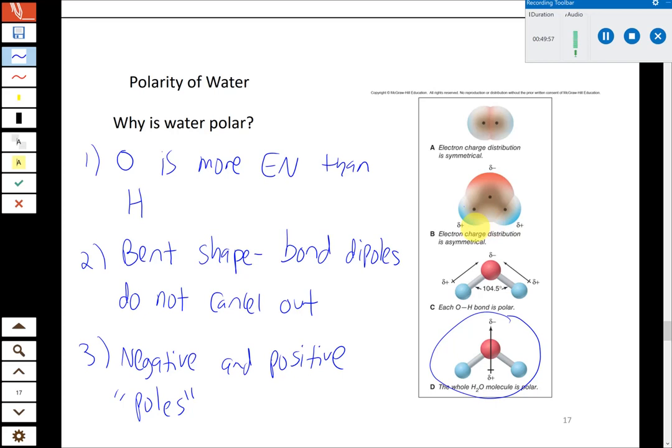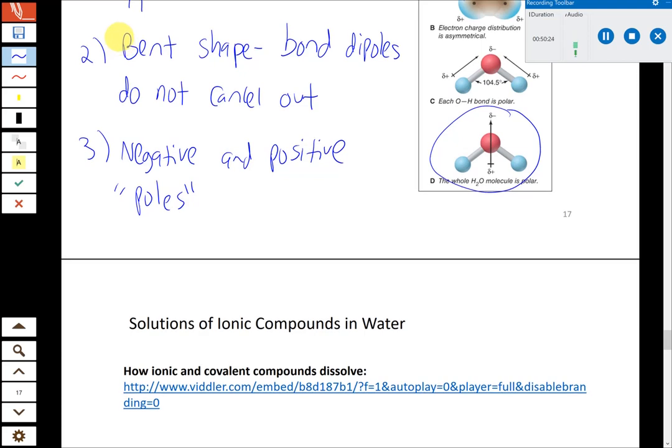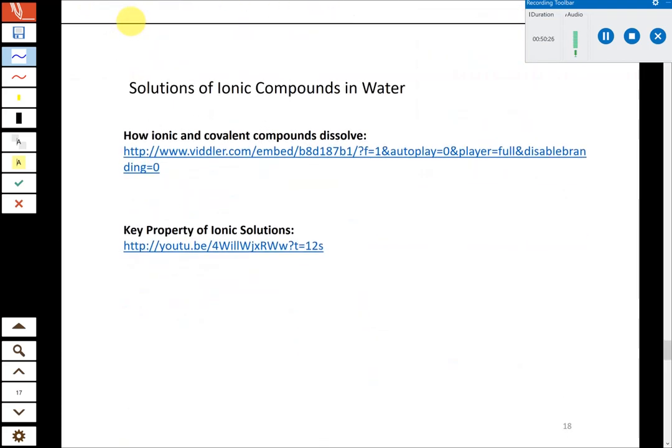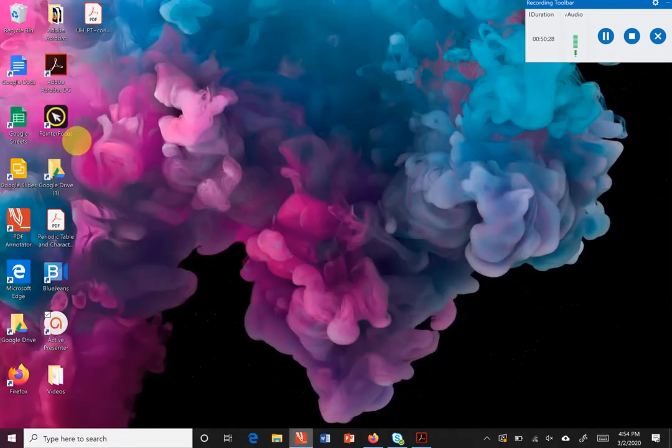Now what this allows water to do is dissolve things, because if it's dissolving either an ionic compound or another polar substance, you basically have opposite charges attracting each other. The negative part of water, the oxygen, the negative dipole, is going to be attracted to the cations in an ionic compound, and the positive end of water, where the hydrogens are, is going to be attracted to the anions, and that's going to result in the dissolution process. So to look at how this looks at a molecular level, I have a couple of videos linked here, and I'll pull them up for you.